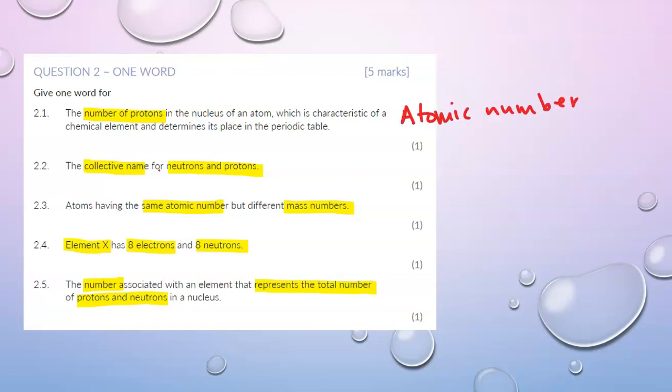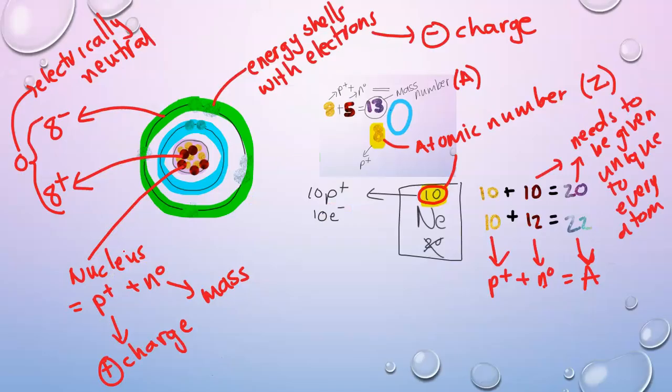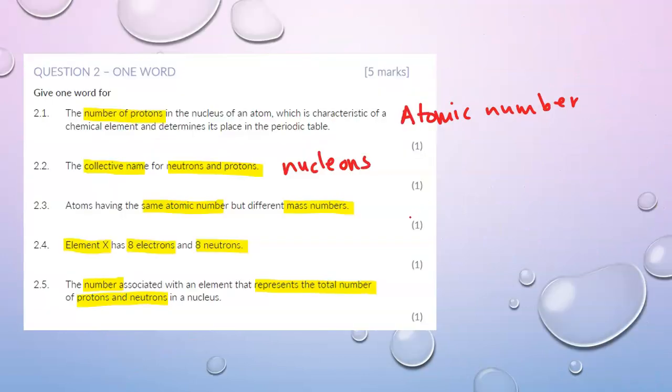Then they ask the collective name for the neutrons and the protons. So the neutrons and the protons, those are the things that are inside our nucleus. And when we put these elements together, we call them nucleons. I might have called them nucleoids earlier. Nucleoids is actually something about biology, but it tells you the same thing. It's the stuff that's inside the nucleus. So everything that's inside the nucleus, we call the nucleons. It sounds like something from Star Trek.